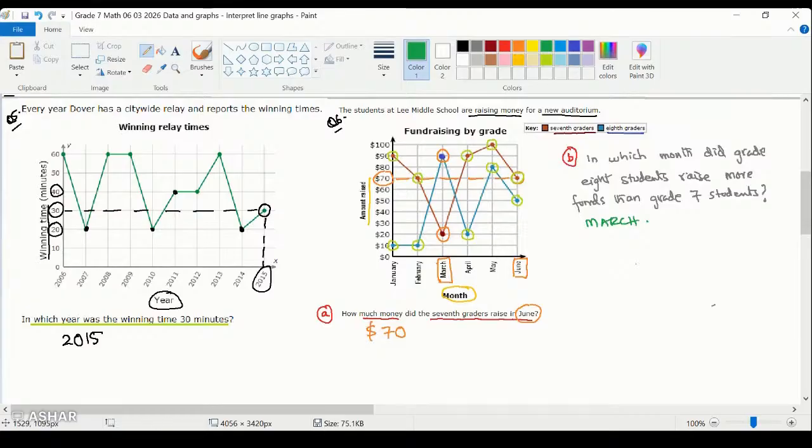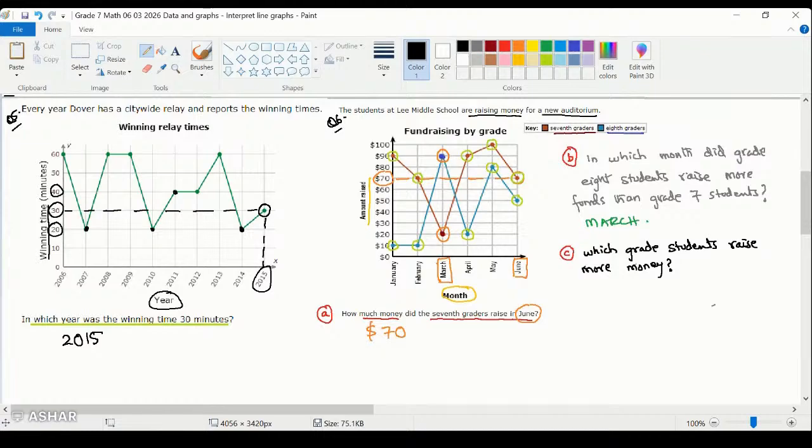Okay, let's see if we would say which grade students raised more money. So when we are saying that, we're talking about which set of students, grade 7 or grade 8. We have two choices only, right? So how do we find the total amount?